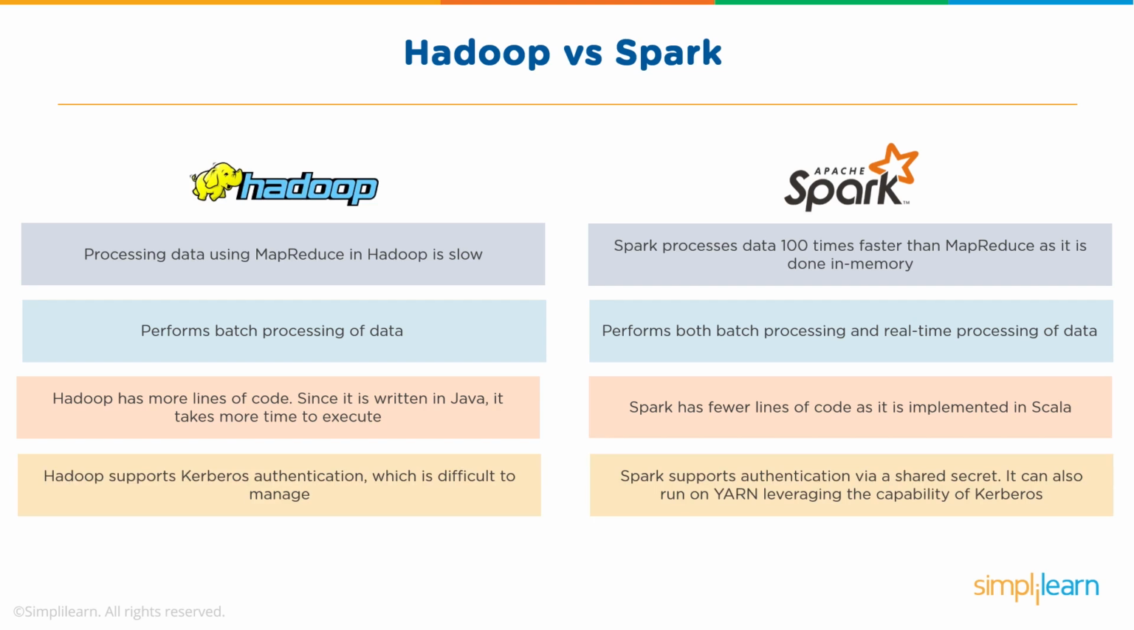Now, Hadoop supports Kerberos authentication. There are different kinds of authentication mechanisms. Kerberos is one of the well-known ones, and it can really get difficult to manage. Now, Spark supports authentication via a shared secret. It can also run on Yarn, leveraging the capability of Kerberos.